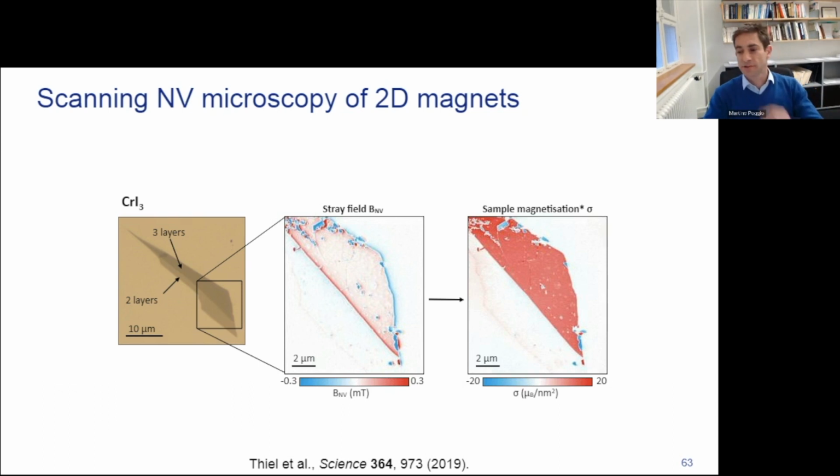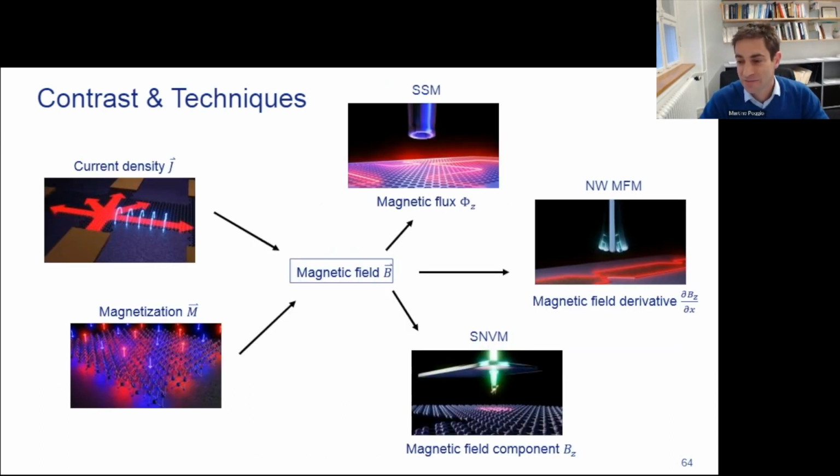Right, so that was scanning NV center microscopy. I talked about MFM. I talked about scanning SQUID in the beginning. These are the three techniques that I think are the best positioned to investigate all of these great new 2D materials. And in this slide, I want to show you how this should work. Essentially, we want to learn about current density and magnetization in these 2D materials. These kinds of contrasts produce a stray field, a magnetic field B, which we can then measure using the various techniques. And the various techniques actually measure slightly different quantities.